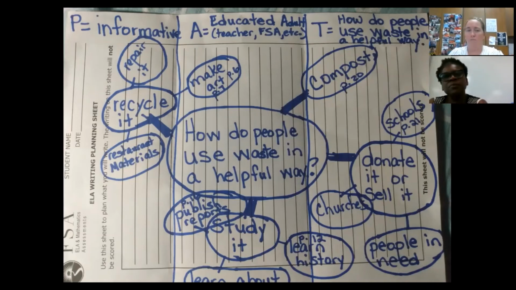And so what I did, you can see where it talks about making art. I just put P6, that means in paragraph 6. We know that people can use waste to make art. And they'll know where to go back into that text. So I did it for a few of them just to help you see.